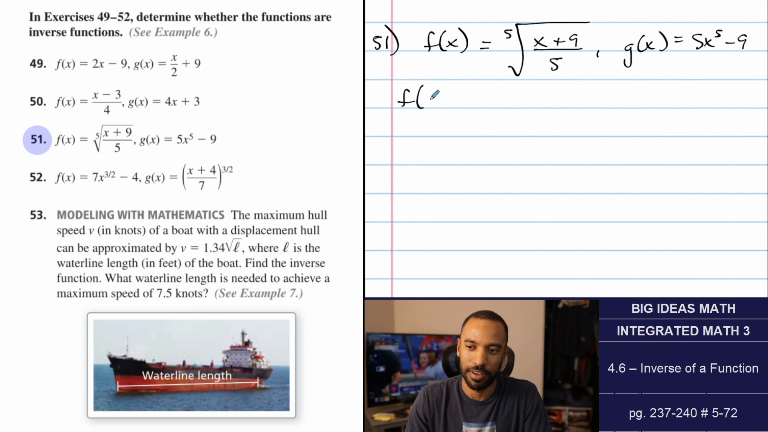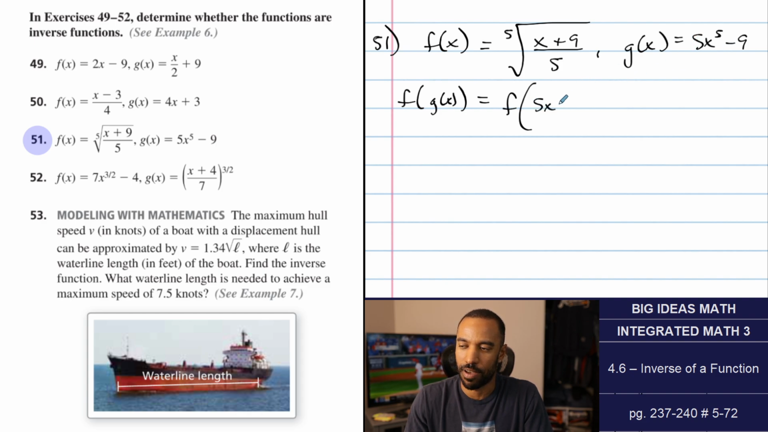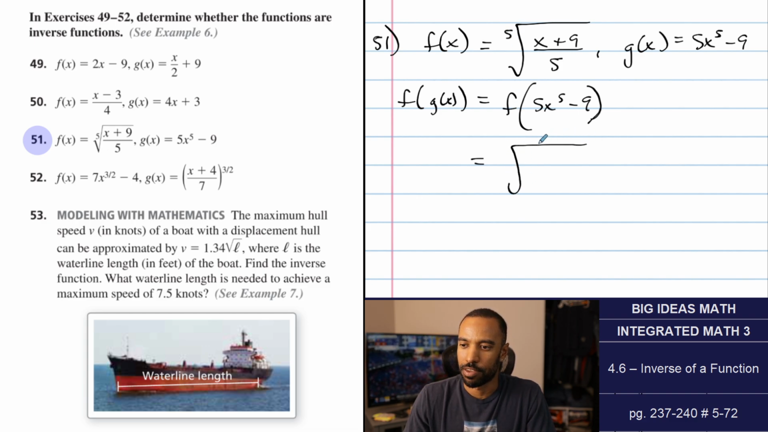Let's try f of g of x. And we'll get f of, here's g of x, 5x to the 5th minus 9. So let's go ahead and test that out. F of x is the 5th root of our input. In this case, our input is 5x to the 5th minus 9. We're going to have plus 9 inside of there, and this is all over 5.